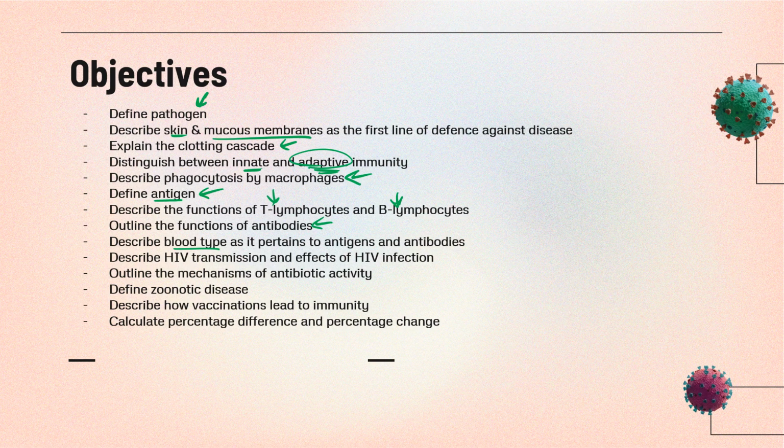We're going to describe HIV transmission, the effects of HIV infection on the immune system. We're going to talk about mechanisms of antibiotic activity. We're going to define zoonotic diseases and then describe how vaccinations can lead to immunity. We're going to wrap up with a little bit of math. So if you want to pause this and grab a calculator, you're going to want it at the end of this lecture.